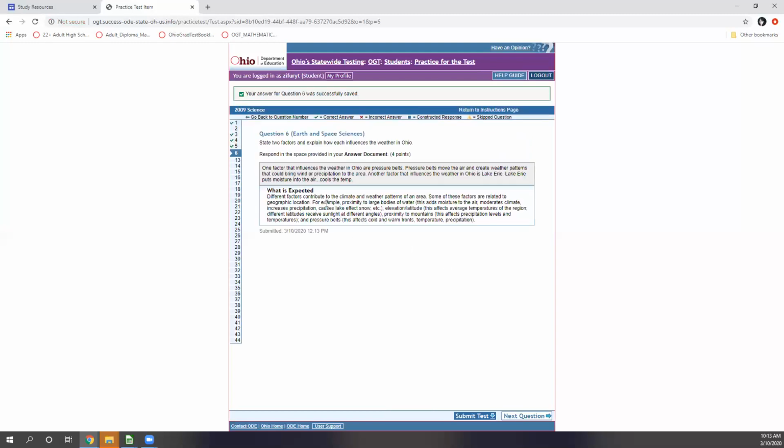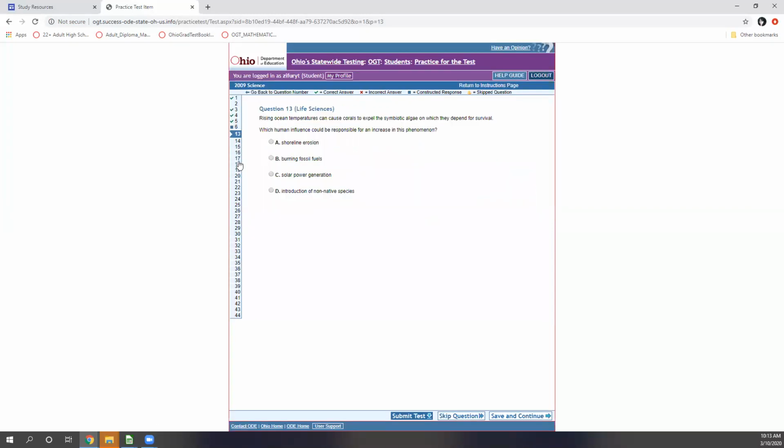We'll just read this quickly in case you do see a question about weather. So we have proximity to large bodies of water, or lack of proximity to water. Elevation or latitude affects average temperatures. Different latitudes receive sunlight at different angles, and proximity to mountains.